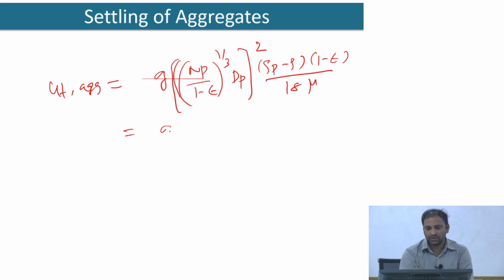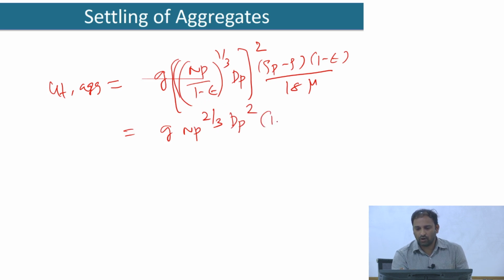So, therefore, this goes as g into Np to the power of 2/3, and I have dp squared, and there is 1 minus epsilon to the power of minus 2/3 plus 1, because that is in the denominator, and there is a 1/3 power here and there is 2 here.